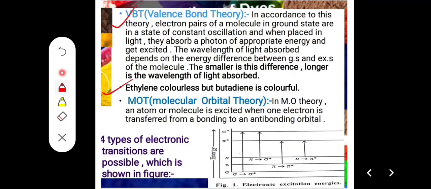Now we come to MOT, molecular orbital theory. In molecular orbital theory, an atom or molecule is excited when one electron is transferred from a bonding to an antibonding orbital. As we know, there is the atomic orbital, then the bonding orbital, bonding MO, and the antibonding MO. Right? We know that.